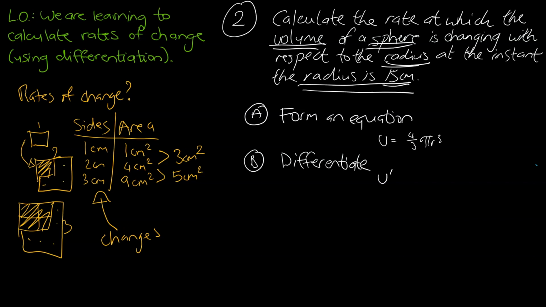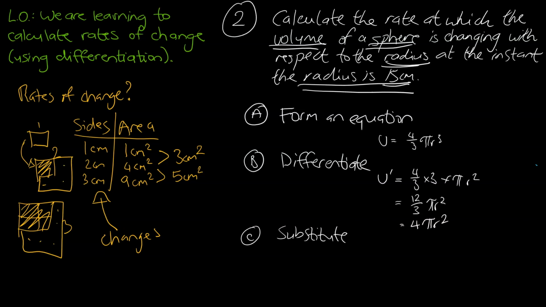So in our case, V dash, that is going to be 4/3 times 3. So the one up front times the power, times pi r squared. So that power is dropped by 1. And if we simplify that, that's going to be 12/3 times pi r squared, which is equal to 4 pi r squared. So that's our derivative. And the last step, make sure you substitute. You've done all the hard work. You wouldn't want to miss the easy part.